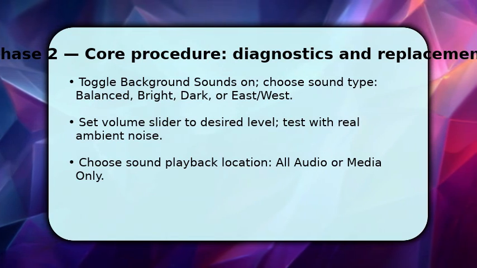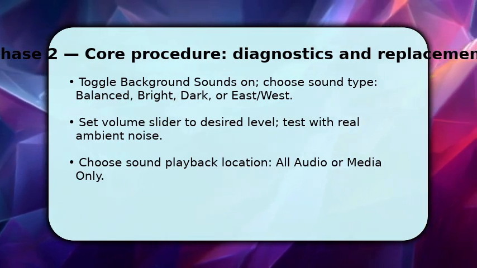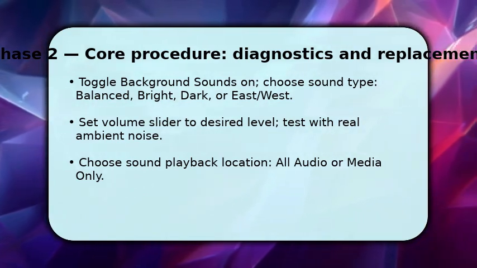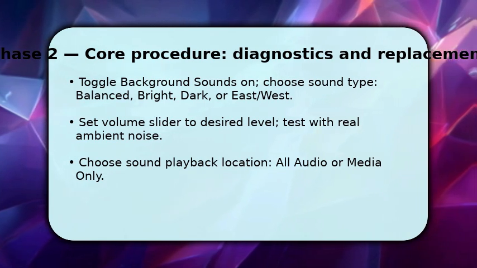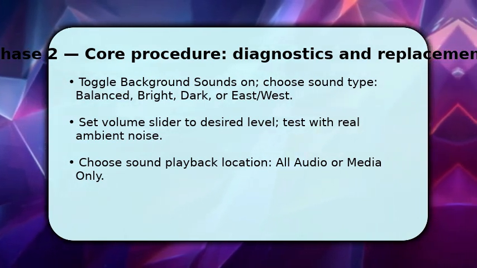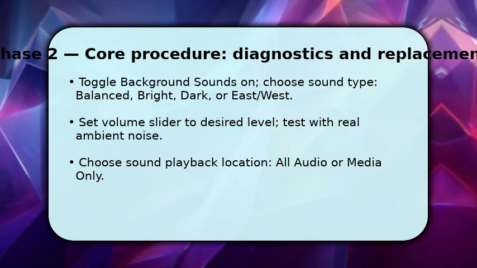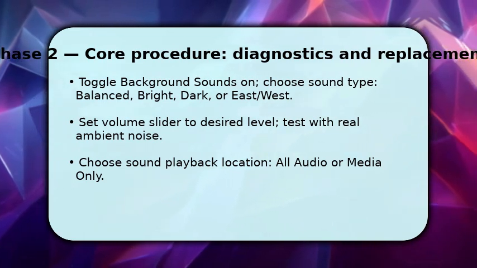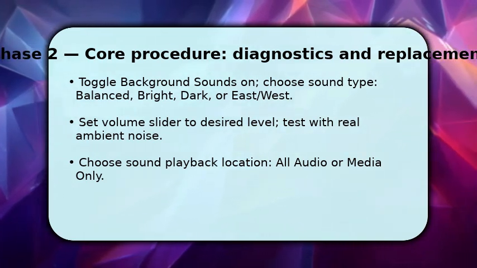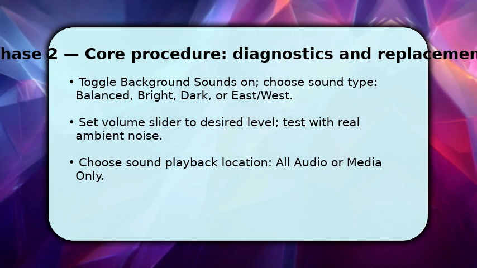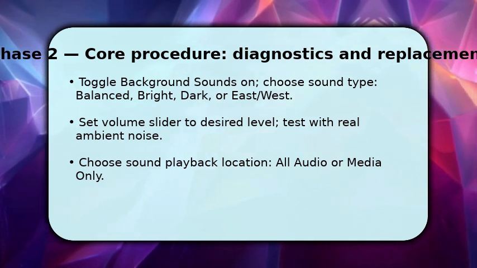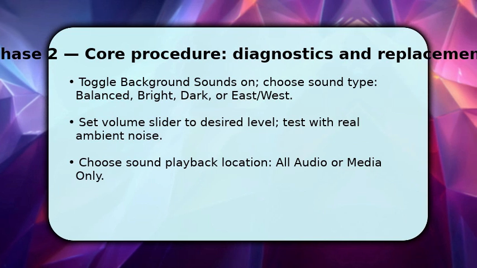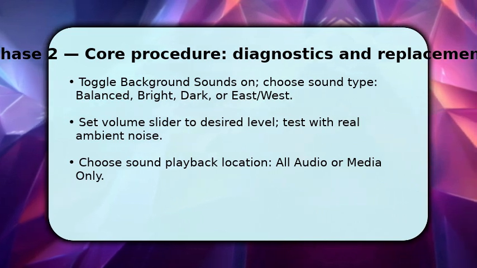Now you adjust the actual controls. Turn background sounds on and pick a sound profile that masks your ambient noise. Balanced works for most environments, but try bright or dark if you need higher or lower frequencies. Slide the volume to sit just above the unwanted noise. You'll hear immediate change. Also decide whether sounds play with other audio or only when media isn't playing.